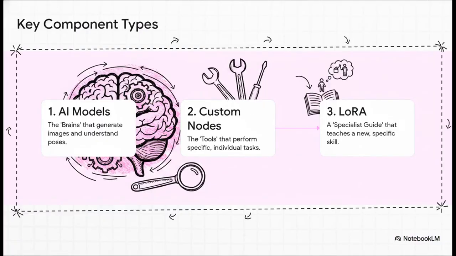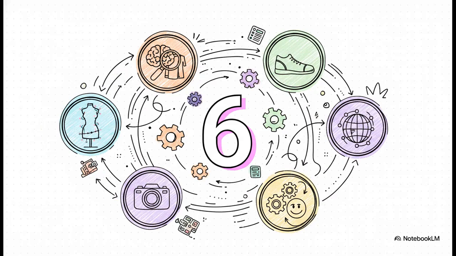All right, so in our toolbox, we've got three key types of components. First up, the AI models. These are the powerful brains doing the heavy lifting, generating the images. Then you have the custom nodes. Think of these as specialized tools for very specific individual jobs. And finally, there's this really cool thing called a LoRA. It's like a specialist guide that teaches the main AI a brand new skill without having to retrain the whole entire thing. Super important.